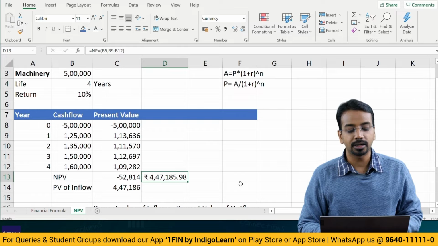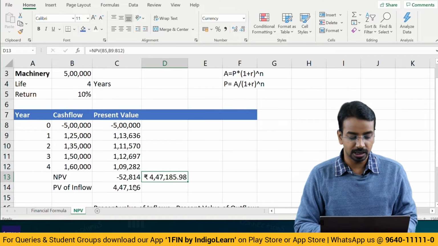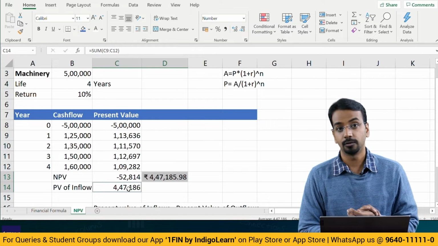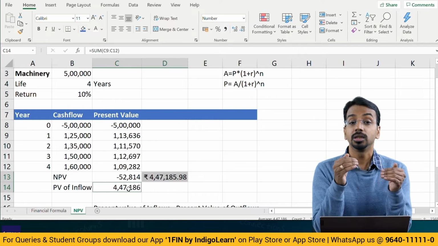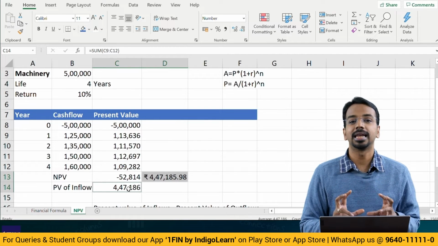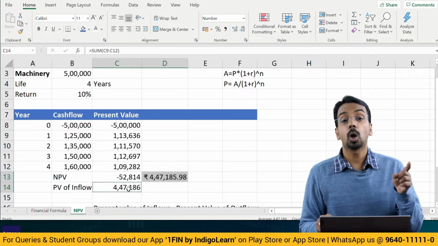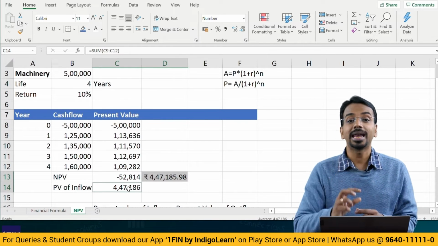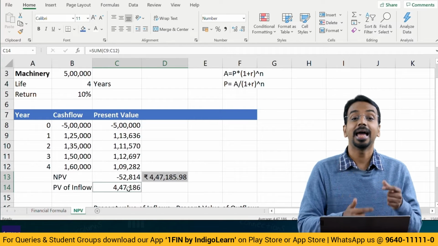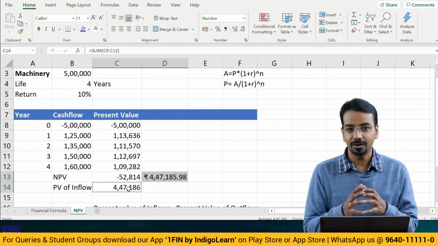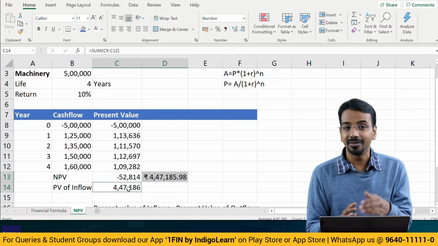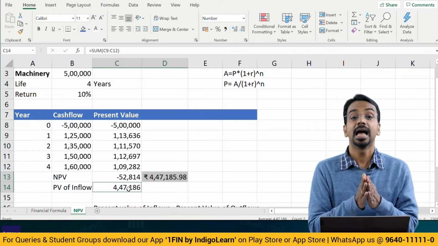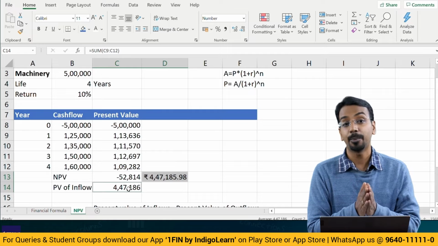You get 447,185.98, which is nothing but your present value of inflows, right? So this actually can give you the present value of the selected amounts. Now it not only gives you the present value of the inflows, you can actually include the outflows and again compute the net present value. So basically you can have inflows as well as the outflows, and then you can compute the net present value.